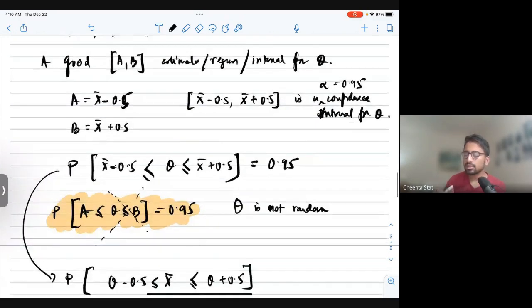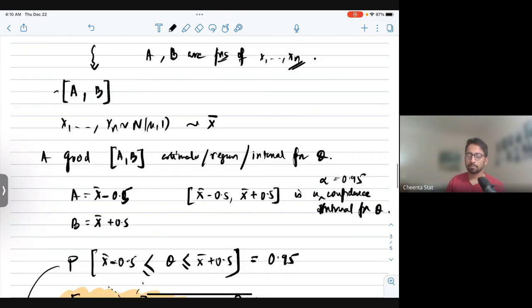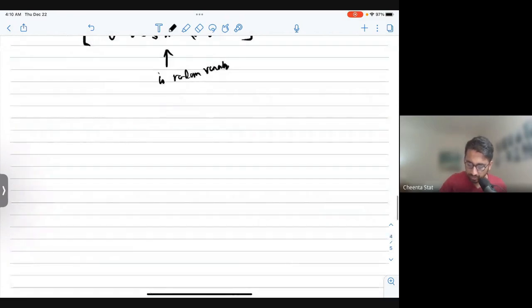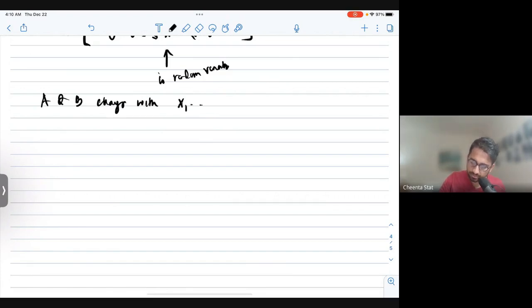So what does this mean intuitively? It means that for a different data set, let's say for another sample, you will get a different a and b, right? So a and b change with the data. So what does it mean to say that a comma b is a 95% confidence interval?